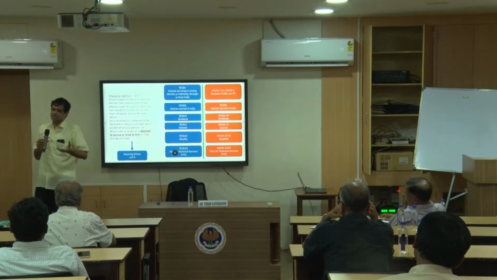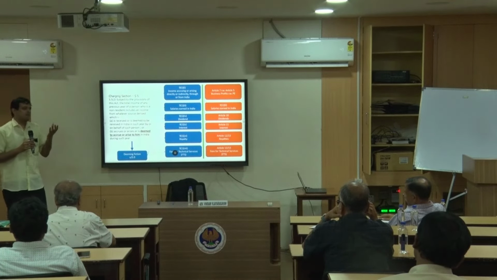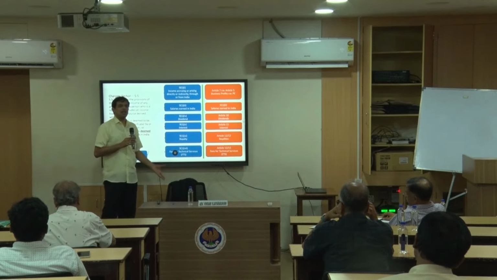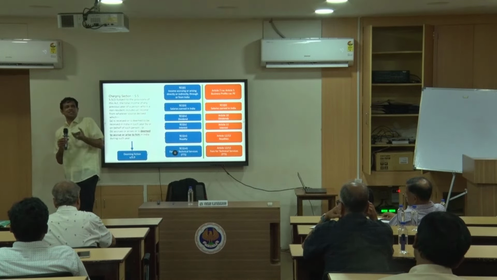916 basically says the income of a non-resident, if it is in the nature of royalty income, is going to be taxable in India. India is going to get some share of its taxation. Right?